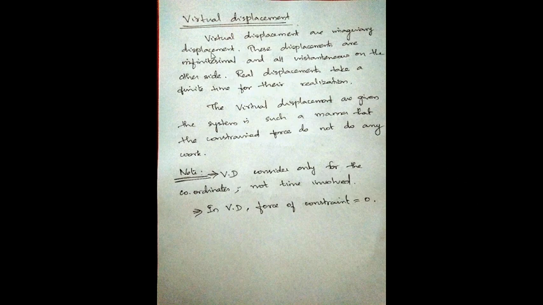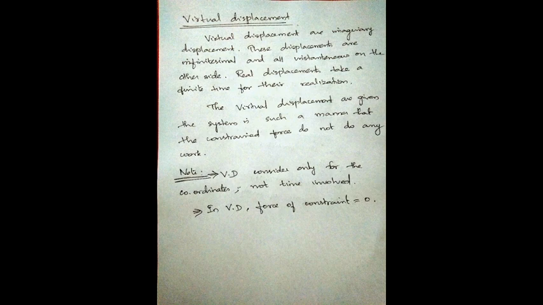These displacements are infinitesimal and instantaneous. On the other side, real displacements take a finite time for their realization. The virtual displacements are given to the system in such a manner that the constraint forces do not do any work. See, the virtual displacement considers only the coordinates like x, y, z, but does not depend upon time. Again, in the virtual displacement, the force of constraint is equal to 0.